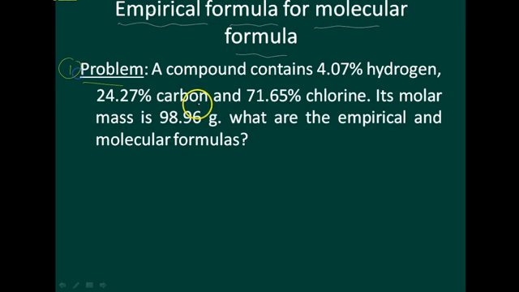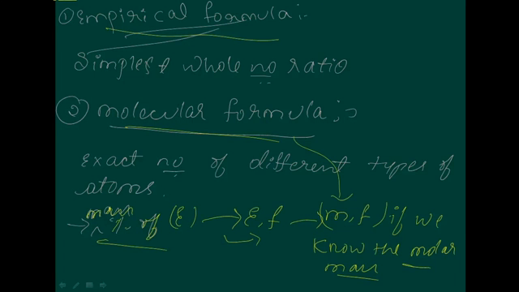In this problem, a compound contains 4.07 percent hydrogen, 24.27% carbon, and 71.65% chlorine. Its molar mass is given as 98.96 gram. What are the empirical and molecular formulas? Here we have to calculate the empirical formula and molecular formula. They have given the mass percentage of each element, and we also know the molar mass, 98.96 gram.